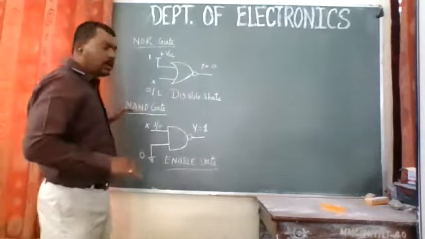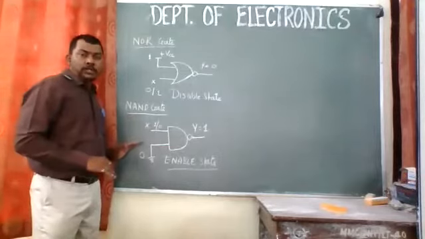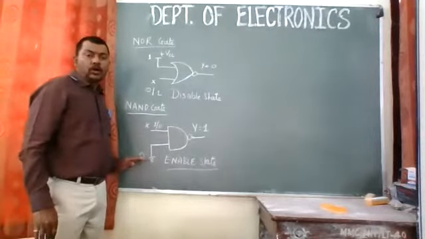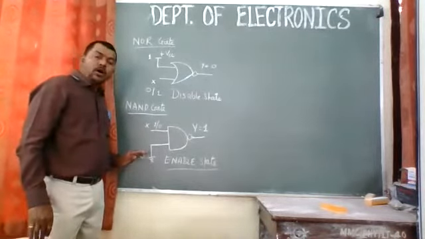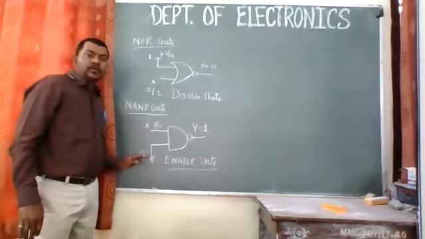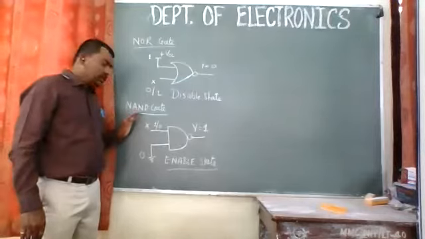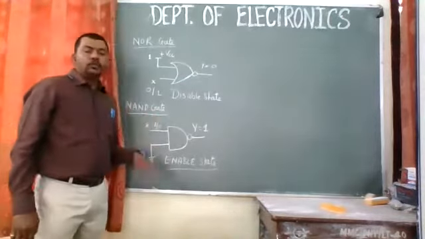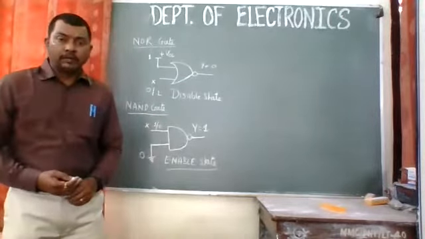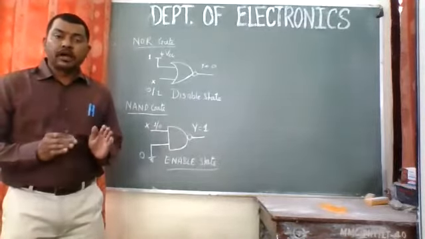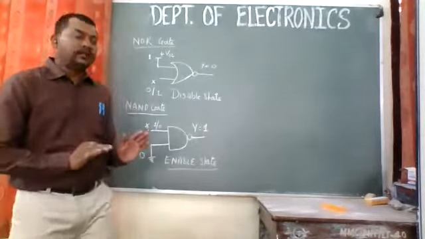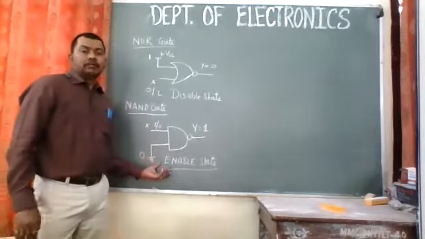Similarly, for a NAND gate, whenever one of the inputs is kept to ground, or low, or given zero, then without caring for the other input, whether it is one or zero, the output will remain at high, or one. And therefore, if the output remains high, that condition is called the enable state.